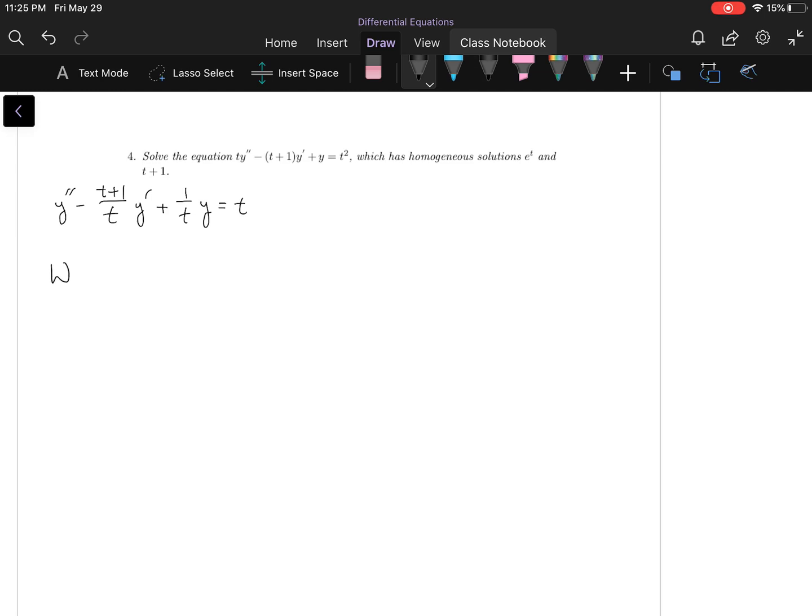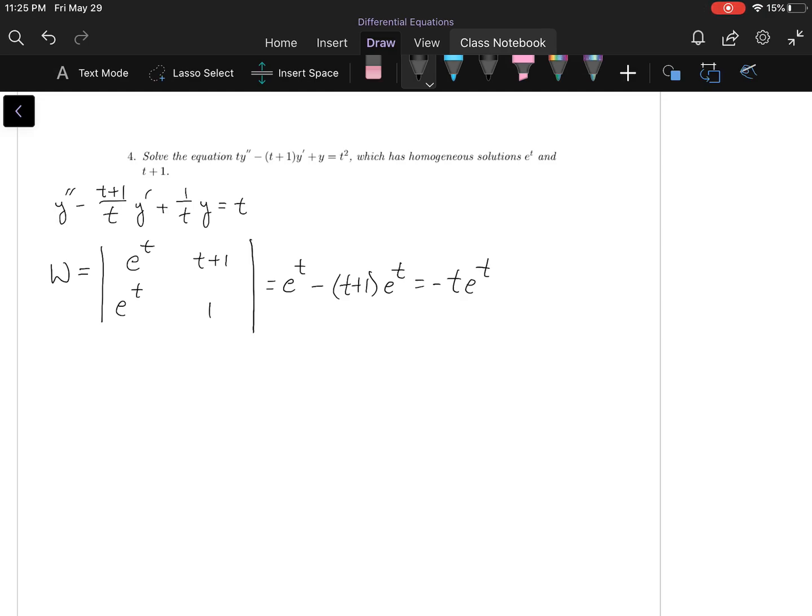Our Wronskian is going to be comprised of e to the t, which is one solution, t plus 1 is another. The derivative of e to the t is itself, e to the t. Derivative of t plus 1 is 1. When we get the determinant, we're going to have e to the t minus t plus 1 e to the t. I see that the e to the t's are going to disappear, and we are going to be left with a negative t e to the t for the Wronskian.